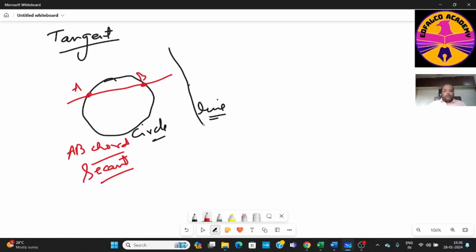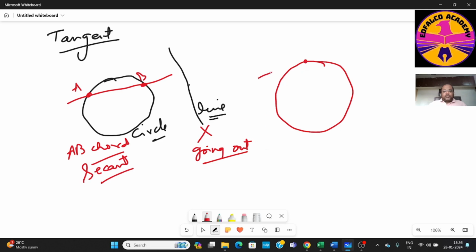Is this line a tangent? No, this is also not a tangent because it is simply going out of the circle. There is a third possibility also, in which the line is just touching the circle. So let's say this point is on a circle and the line simply touches it like this. So only one point of the line, right? On the line there is one point, and on this circle there is one point, and they are actually in contact, right?